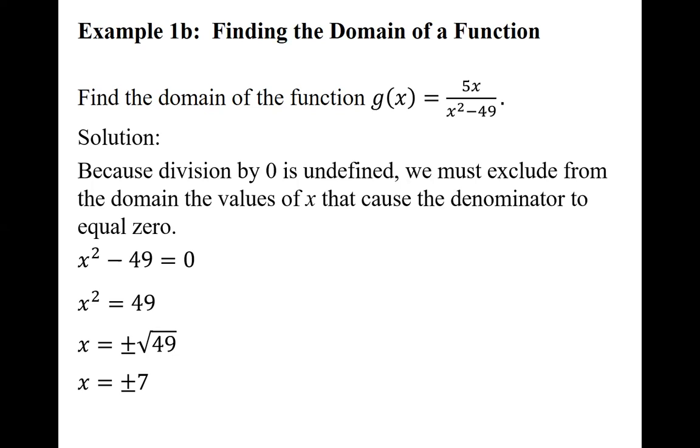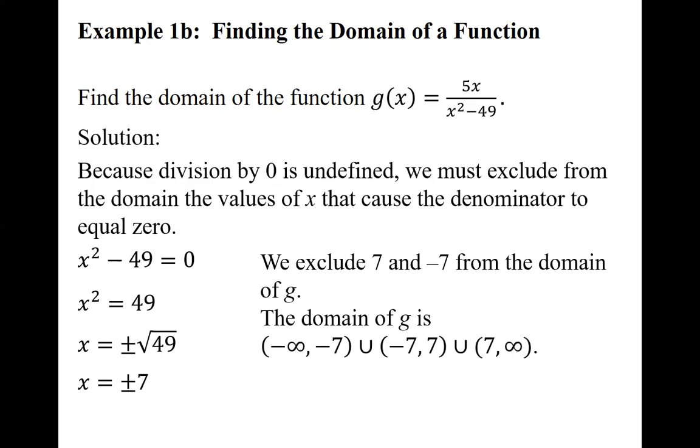We also could have factored x squared minus 49. x squared minus 49 is a difference of squares. It factors to x plus 7 times x minus 7. That's more proof that we would need the plus or minus. We would need them both. x plus 7 equals 0, x minus 7 equals 0, x equals negative 7, x equals positive 7. So we have to exclude those from the domain.